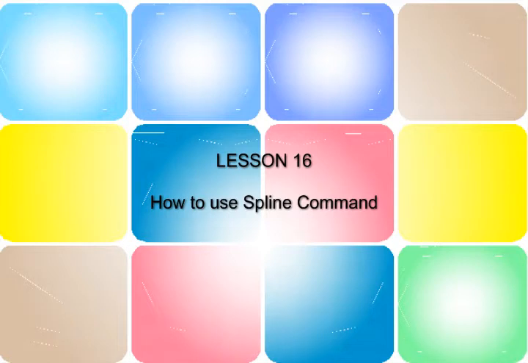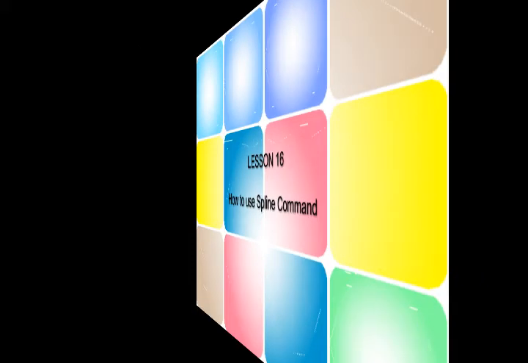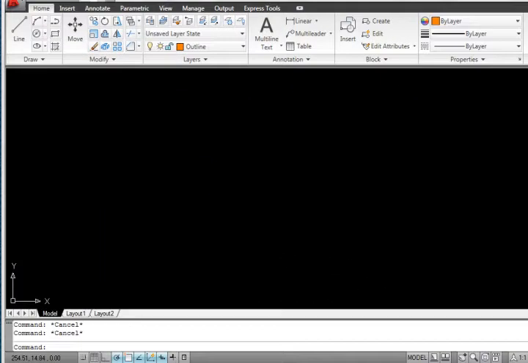Lesson 16, how to use Spline Command. Okay, first we need to draw two lines, 100 and 200. And 100 is a horizontal line and 200 is a vertical line.